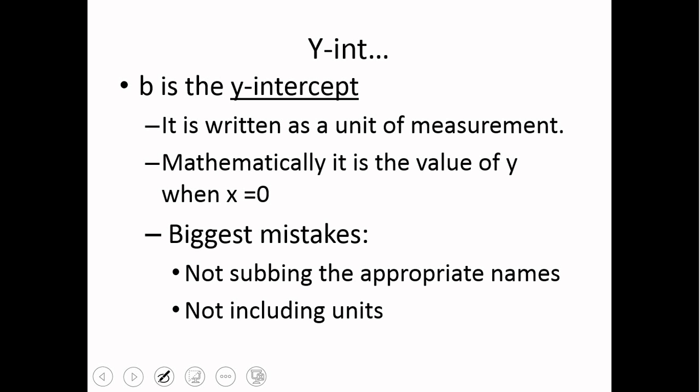The biggest mistakes when people are doing these is they don't sub the appropriate names in, they don't actually name independent or dependent variables, and they don't include units. It's a habit you've got to get out of, and in math, generally they don't have you do that. Now we're going to apply the math to come up with the equations. It's the crux of what we do here in physics. So you'll get the hang of this.